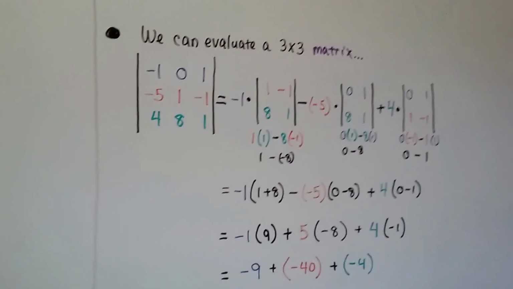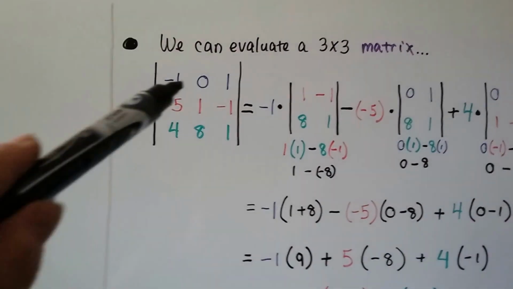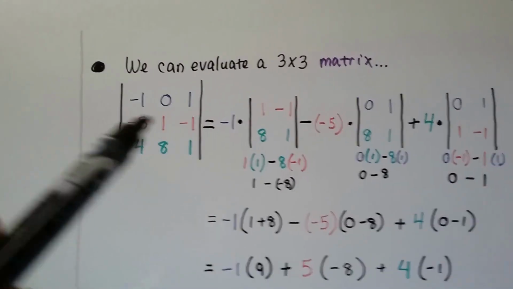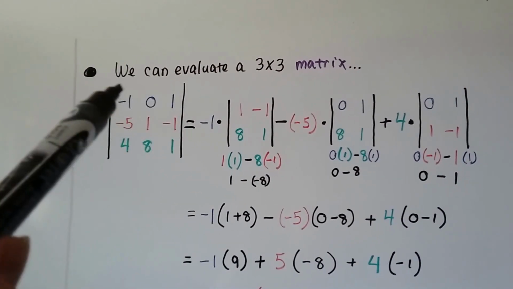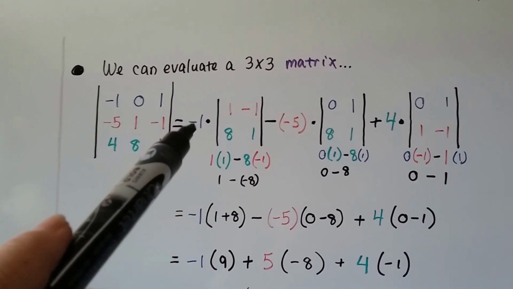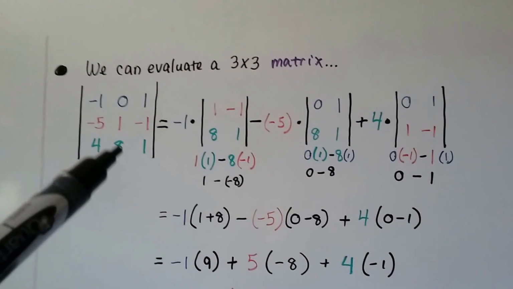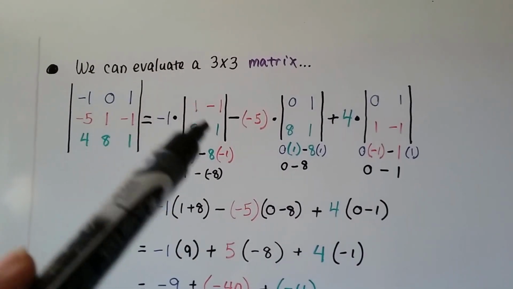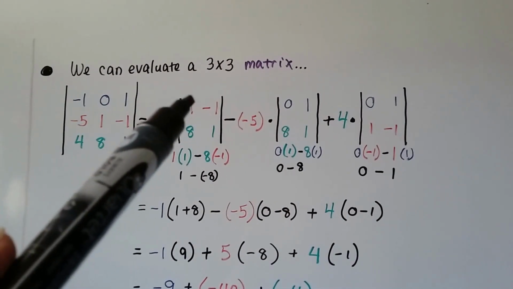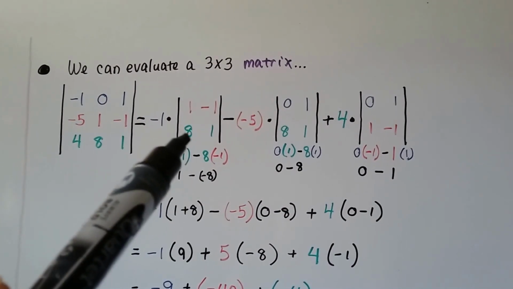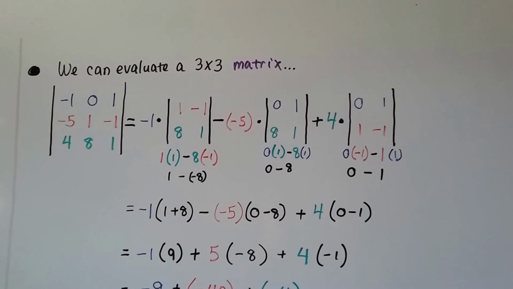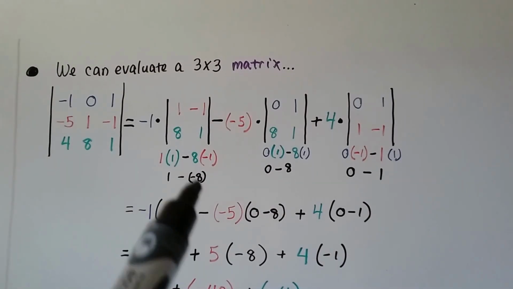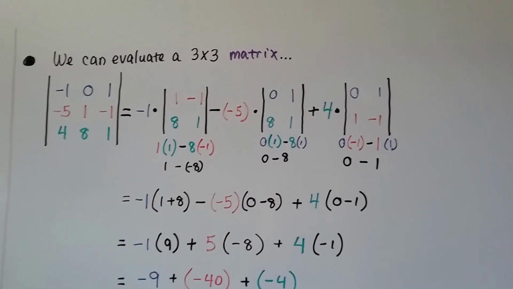So we can evaluate a 3 by 3 matrix. Here's our 3 by 3 matrix. We're going to take this first value right here, this -1, that's the a sub 1, and we're going to take these two and these two, and we're going to cross multiply. So we got a 1 times a 1 minus an 8 times a -1. That's going to give us 1 minus -8, which means 1 plus 8, doesn't it?